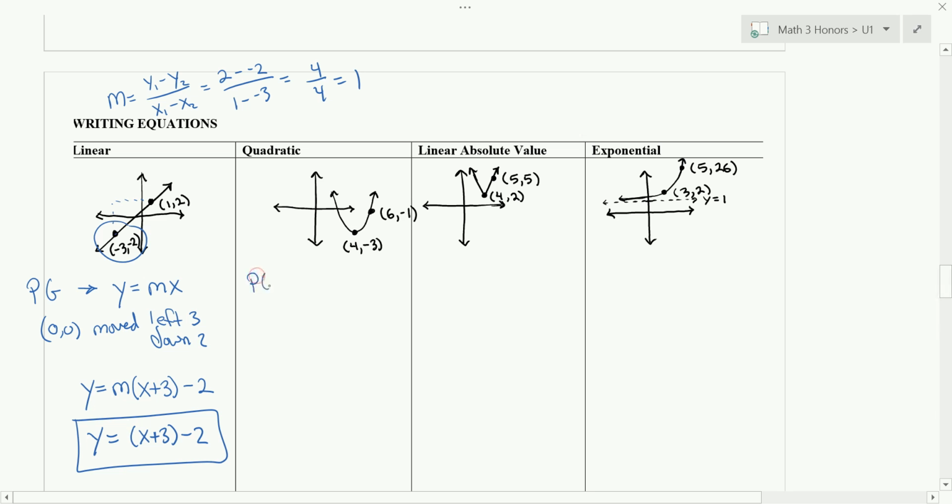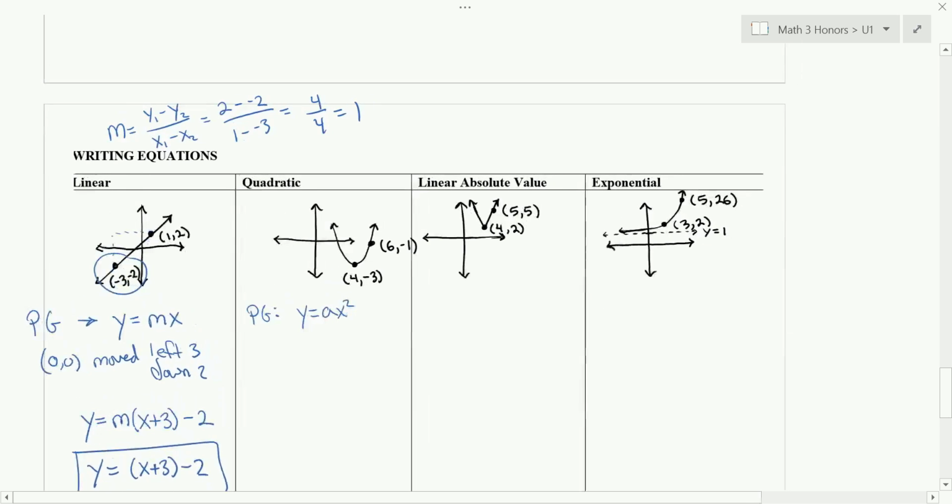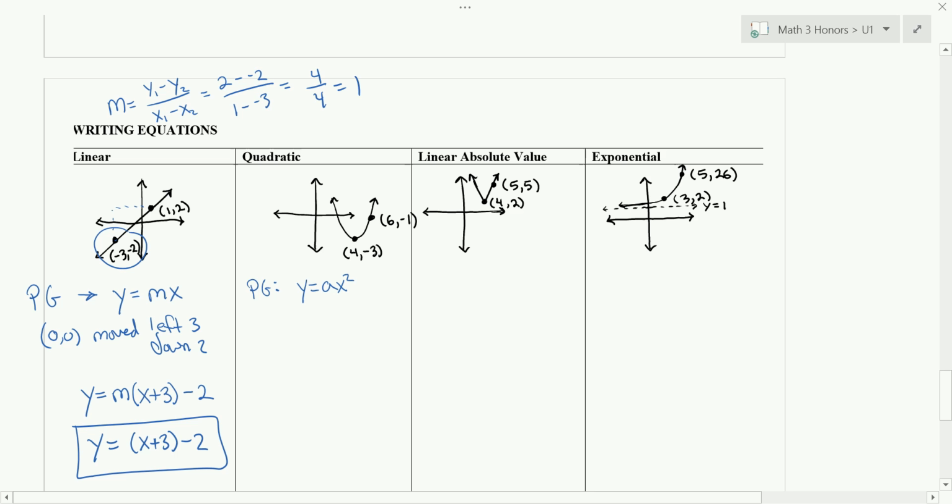Okay, next one, parabola. So the parent graph, what we know about that equation is y equals ax squared. But we know for sure it's been moved. And we know this one we have no choice. With the line, we got to pick which point we wanted to use as a parent graph point. This one you don't get to choose. It's the vertex. Because that's where the vertex was at 0, 0. The vertex has been moved. So this was the parent graph point, but it's been moved how? 0, 0 moved right 4, down 3.